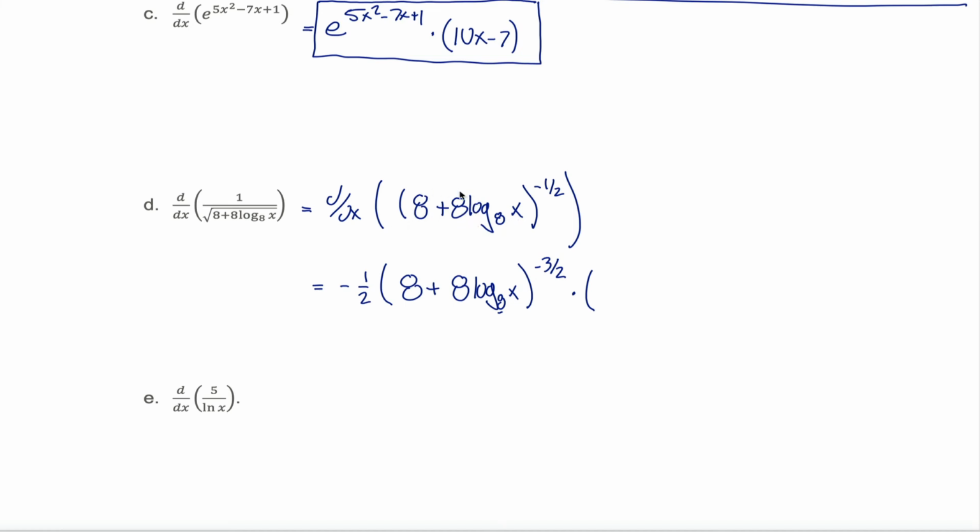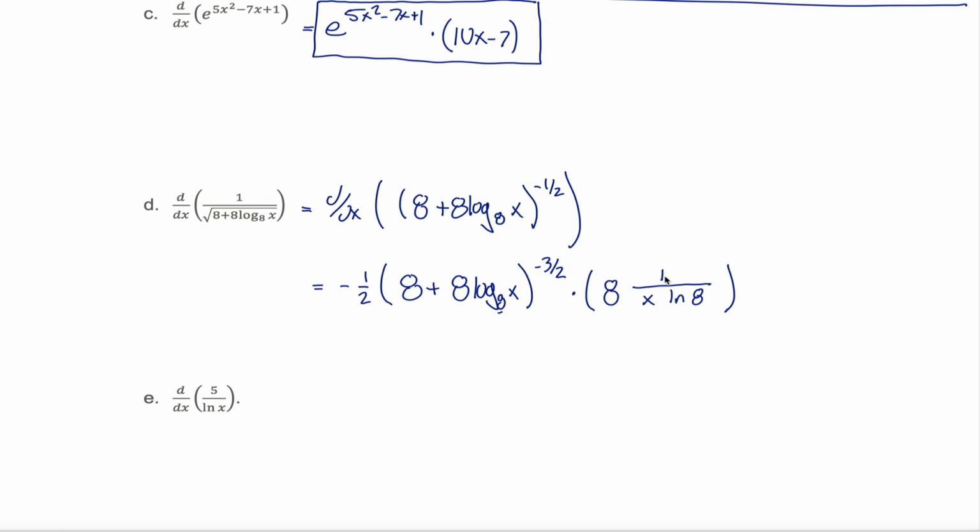Well, I have two different terms, so I'm going to take the derivative of each term individually. The derivative of this term is just 0. For this term, I have an 8 that's a constant that I can pull out in front, and then I'm going to multiply that by the derivative of the log base 8 of x. What's the derivative of the log base 8 of x? It's 1 over x times the natural log of 8. So the derivative of 8 plus 8 log base 8 of x is 8 times 1 over x times the natural log of 8.